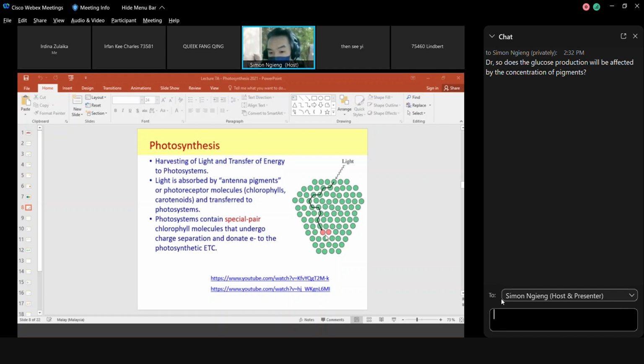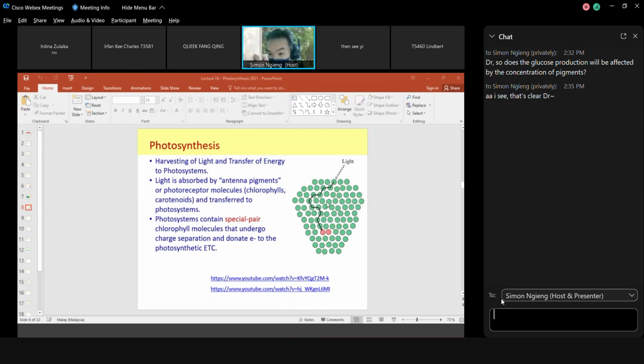Normally it contains only one specific two. If you have more of this, let's say instead of two you have two more here, then of course you have more electrons that are able to be produced. And if more electrons are being produced, more electrons will be transferred, and of course you end up generating more ATP. If you generate more ATP, you generate more NADPH, and you end up generating more glucose at the end. Okay, so it also depends on the size of the leaves and so on.